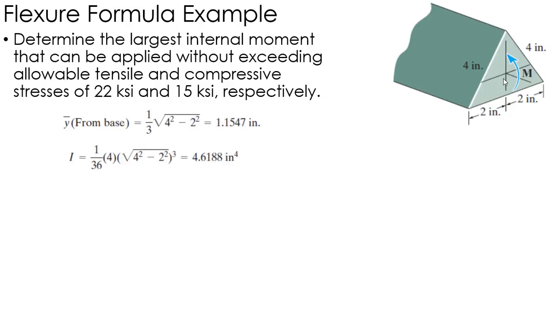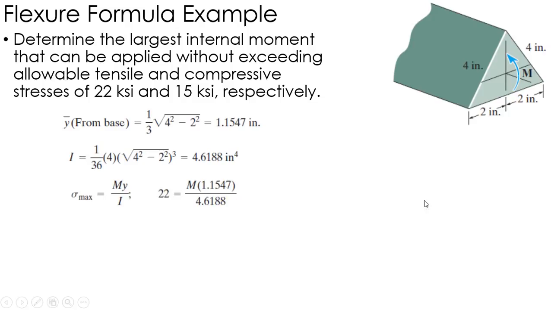Now I want to find the moment of inertia about that neutral axis, which for a triangle is 1/36 times base times height cubed. So I have 1/36. My base is 4, and my height again is from the Pythagorean theorem, cubed, which gives me 4.6 inches to the 4th. That's my area moment of inertia about the neutral axis.